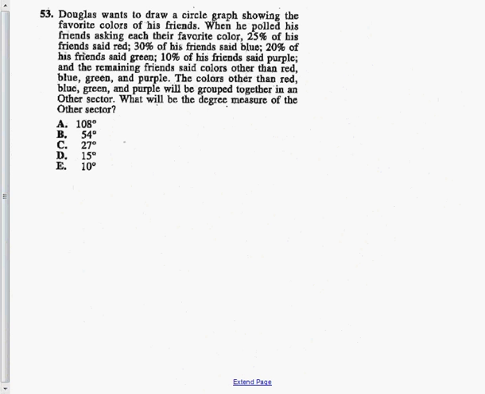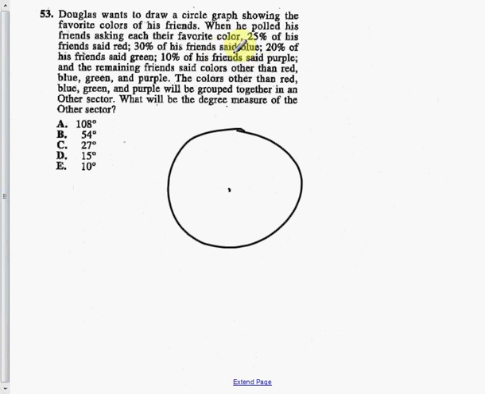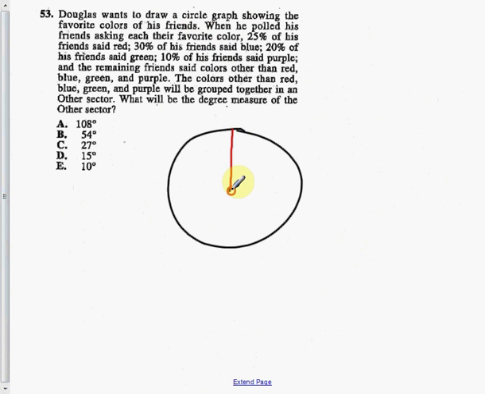Douglas wants to draw a circle graph showing the favorite colors of his friends. When he polled his friends, asking each their favorite color, he has some circle graph. Let me start over. Use black. So he has 25 who like red, so I'm going to draw that one in red. So 25.